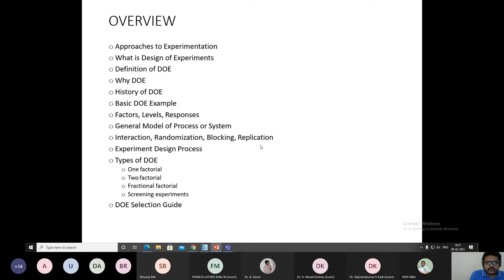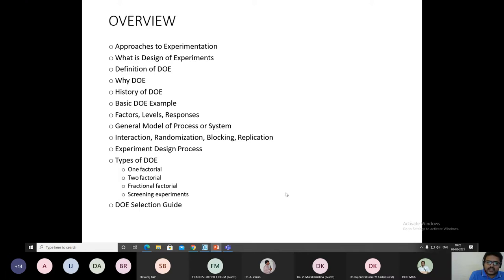There are some keywords we always talk about in DOE: interaction, randomization, blocking, and replication. What is the meaning and use of interaction, how do we do randomization, where is interaction required, and what are blocking and replication? Next, the experiment design process and types of DOE. We'll have an overview of types of DOE, like one factorial, what it is and how it can be performed, two factorial, fractional factorial, screening experiments, and response surface.